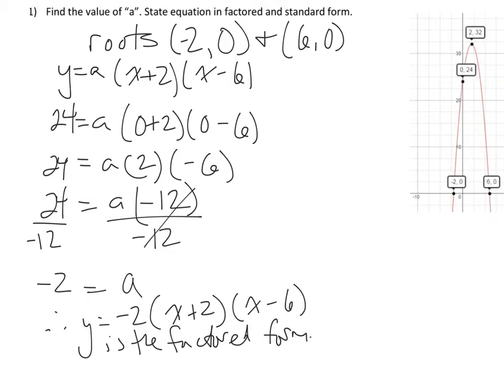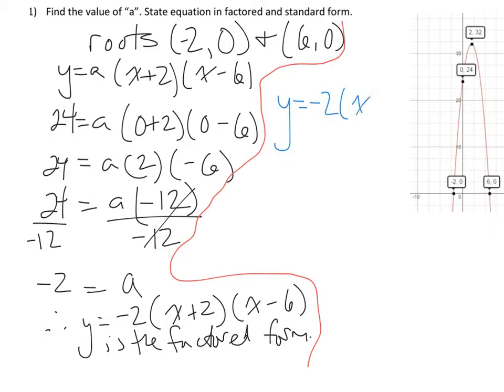So the next thing I need to do is find standard form. I'm going to draw myself a little boundary to rope off a little bit of space here. So there's the first part of this question. For the second part of this question, I know that y equals -2(x plus 2)(x minus 6), and what I'm going to do is expand this, okay?